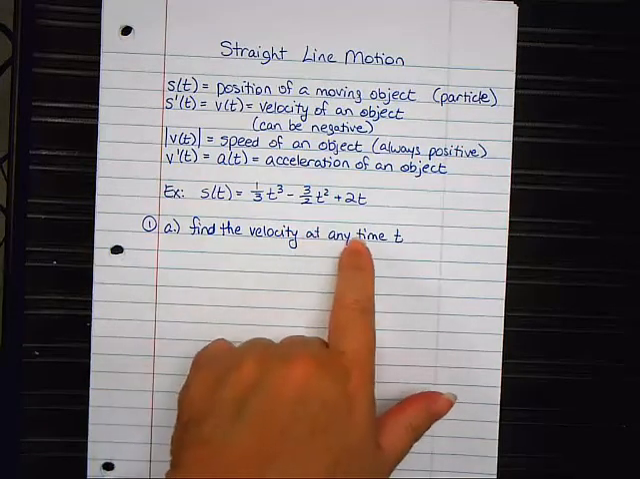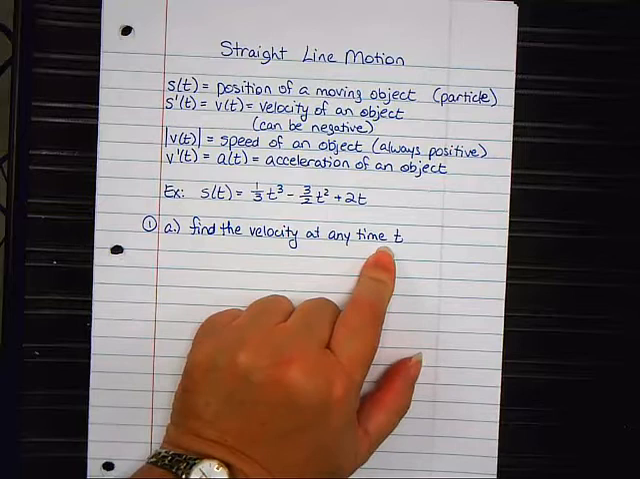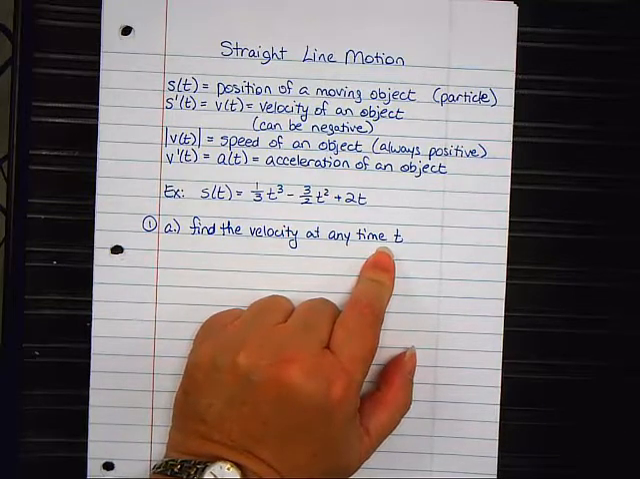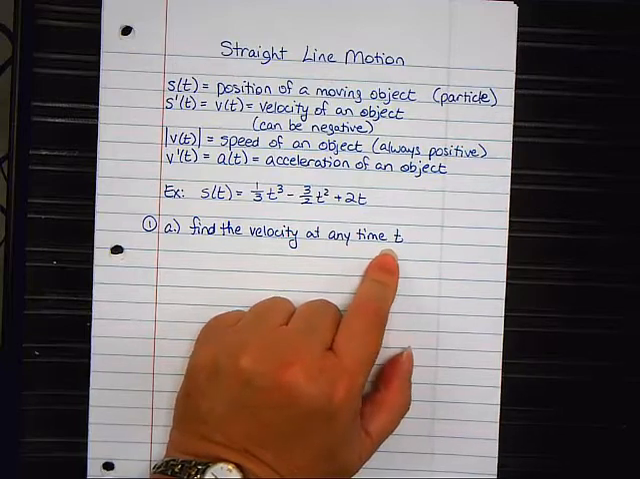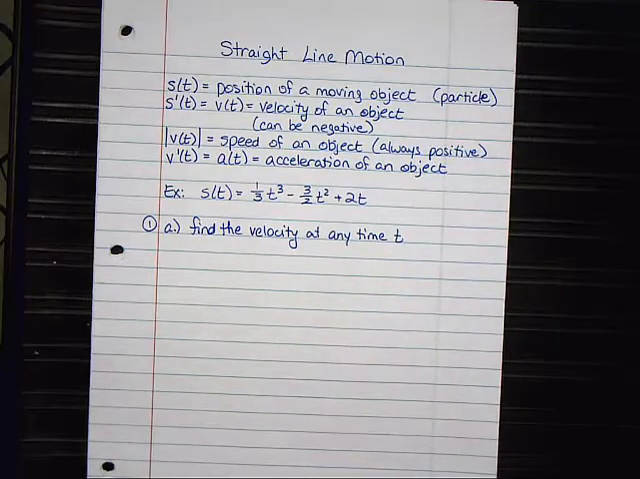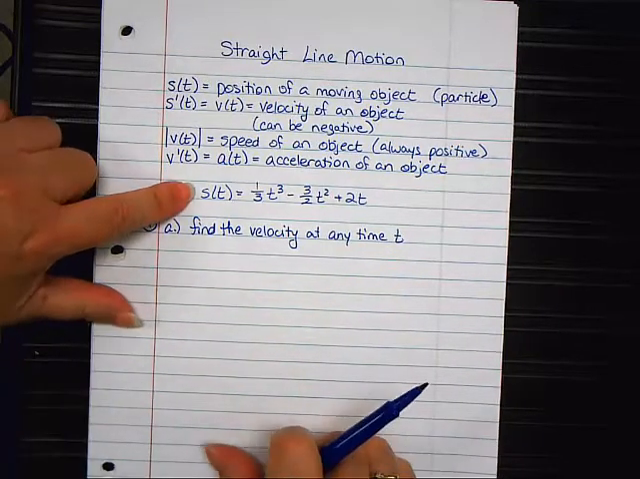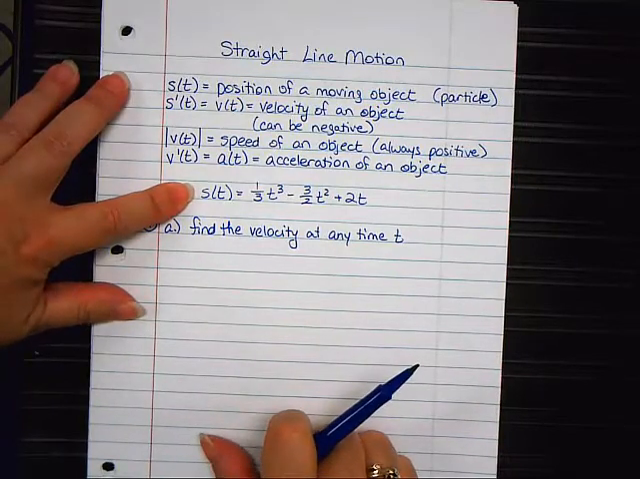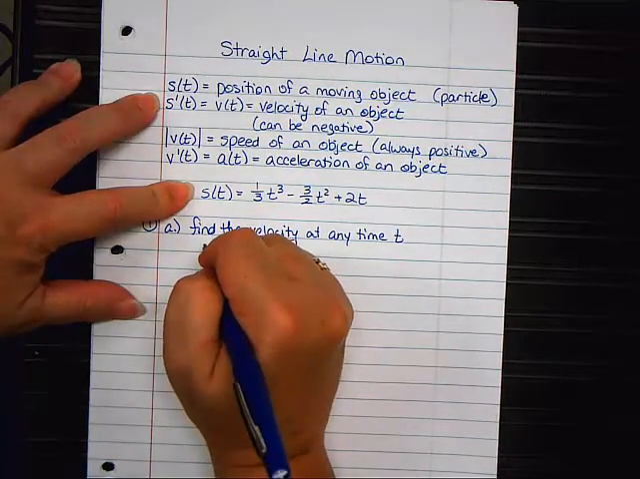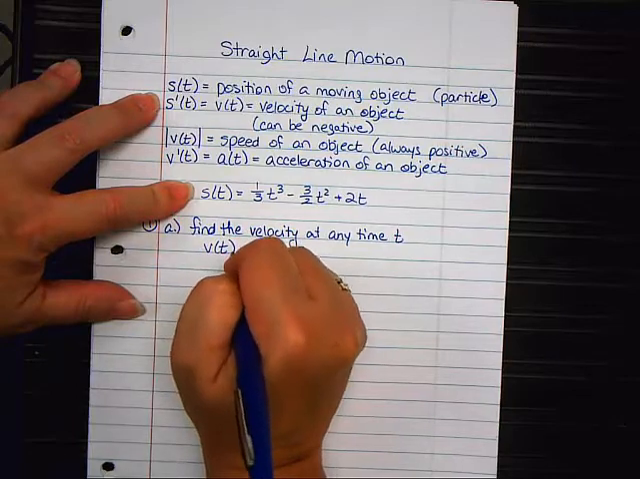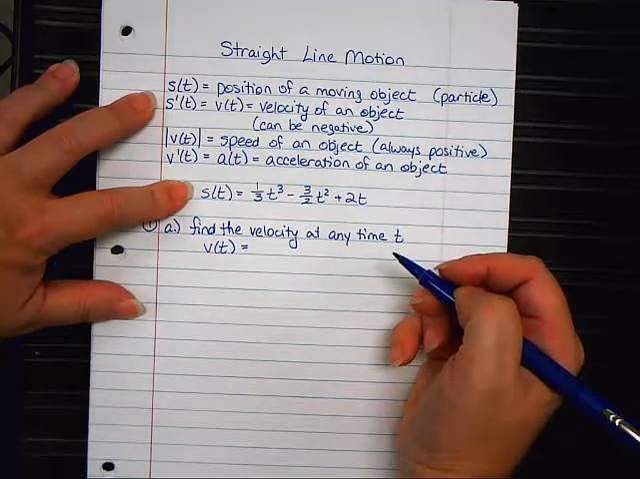Okay, but this one says at any time t, which is a big hint that your answer will probably have t's in it. Because it says at any time t, it's going to be an equation. It's going to be a formula. Now, what do we do to this to find the velocity again? Take the derivative. So we're going to write v of t equals, take the derivative.